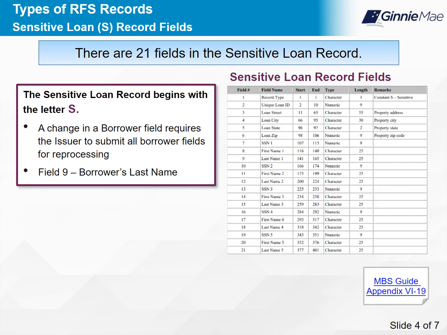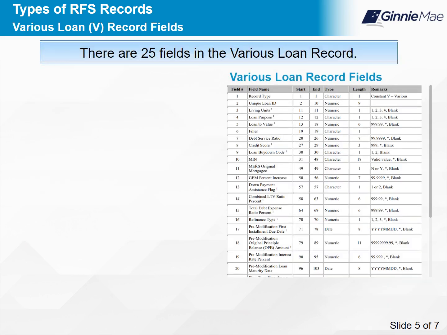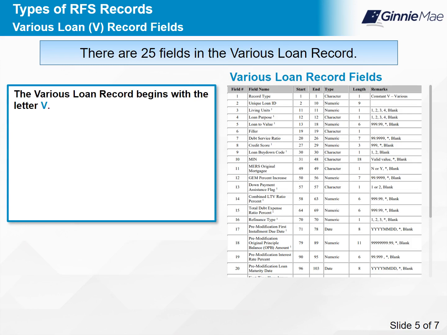Select Next to continue. There are 25 fields in the various loan record. The various loan record begins with the letter V. The V record should only be reported if there is any change in data that was initially submitted at origination on the schedule of pooled mortgages.